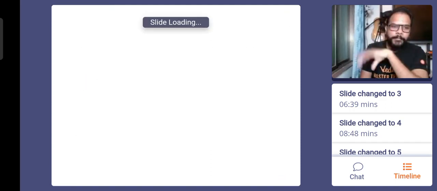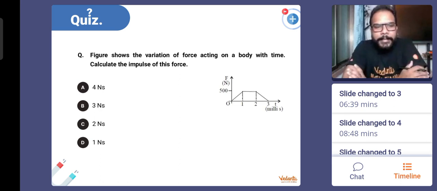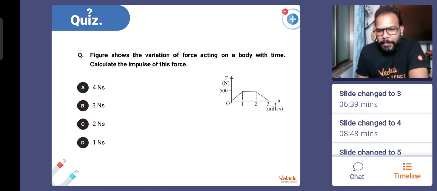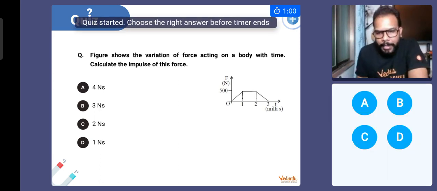No, these questions don't come in JEE. The ones that come in JEE, you will see in some time. Okay. Next question, and you have to find out the value of impulse. A force and time graph is given to you. Giving you 60 seconds. Directly solve. 3, 2, and 1.